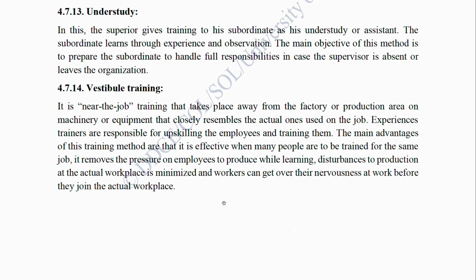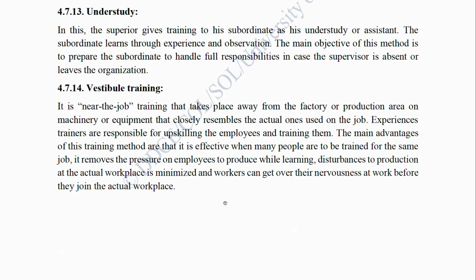4.7.13 Understudy. In this, the superior gives training to his subordinate as his understudy or assistant. The subordinate learns through experience and observation. The main objective of this method is to prepare the subordinate to handle full responsibilities in case the supervisor is absent or leaves the organization.